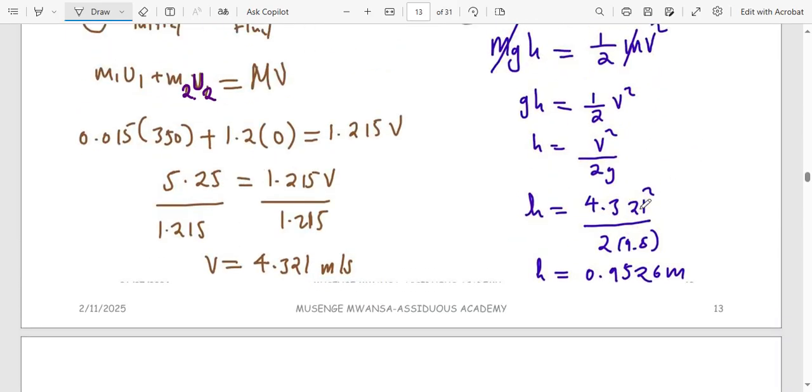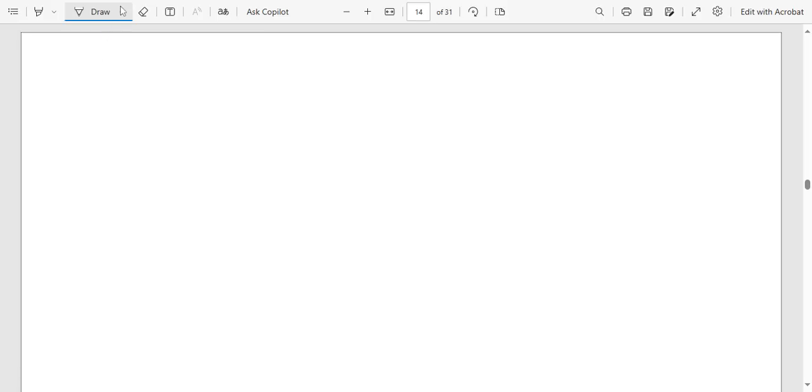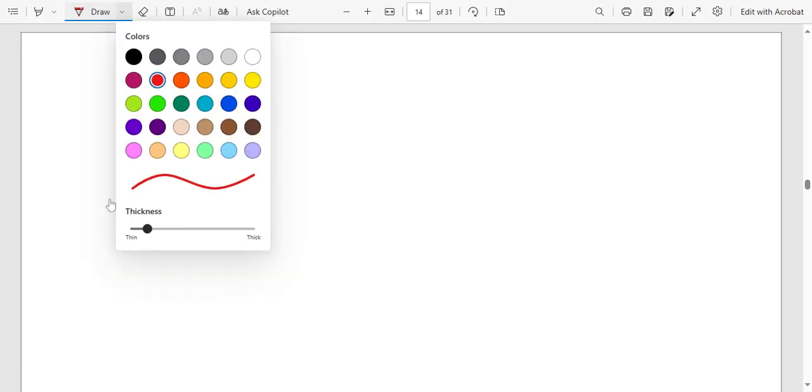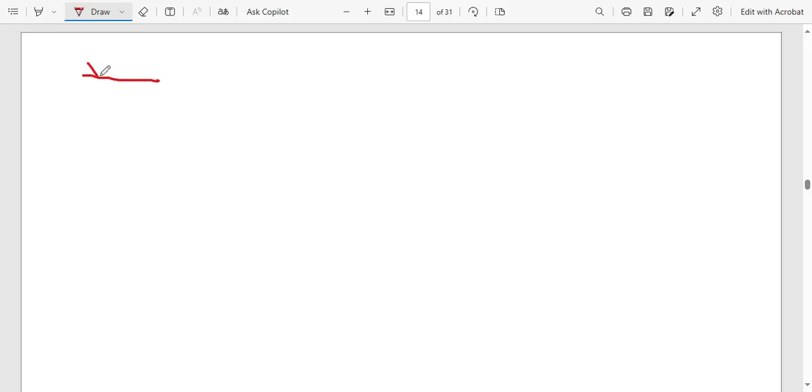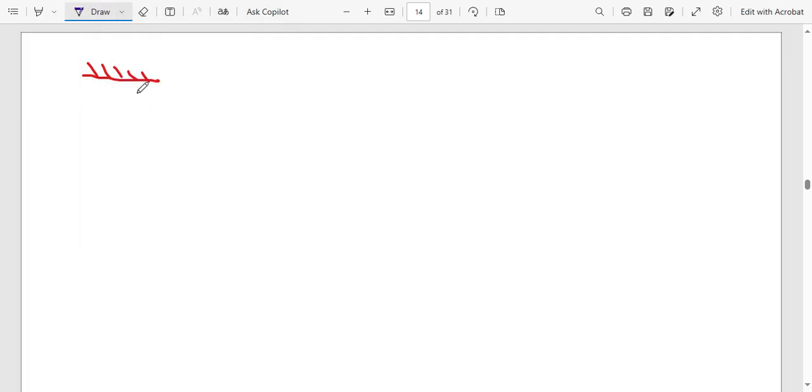Okay, so velocity is 4.321 squared over 2g, where g is 9.8. So we're going to find that the height is 0.9526. Now to find the angle theta, remember how this is. For the angle, we have something like that. Here is our object that is hanging there. And then it went like that. Okay, so something like this.